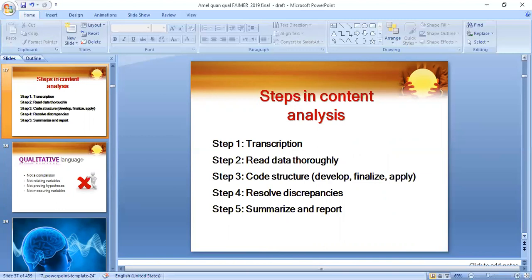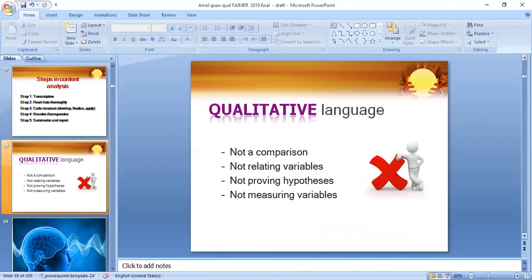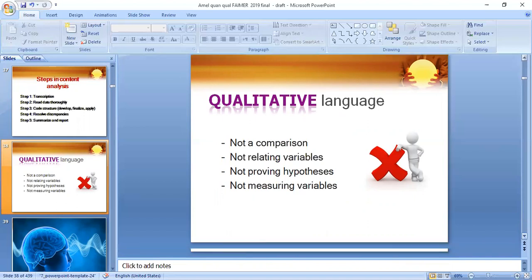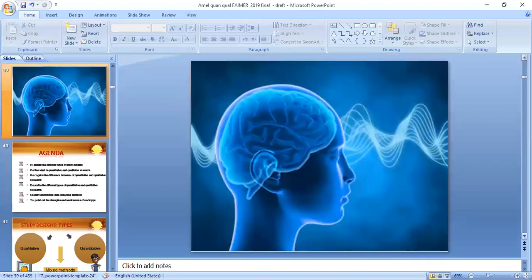Number 1 is transcription. Number 2 is to read the data thoroughly and then to code the structure, put it into codes, and then resolve discrepancies and to summarize and report. So each data should be collected in a code and then to be able to interpret it later on. So for the qualitative research, there is no comparison, there is no relating variables, there is no proving hypothesis, there is no measuring of the variables. So this is about a short note about qualitative research.